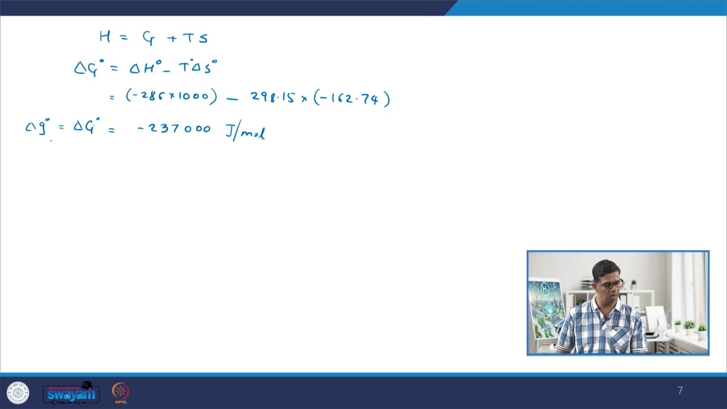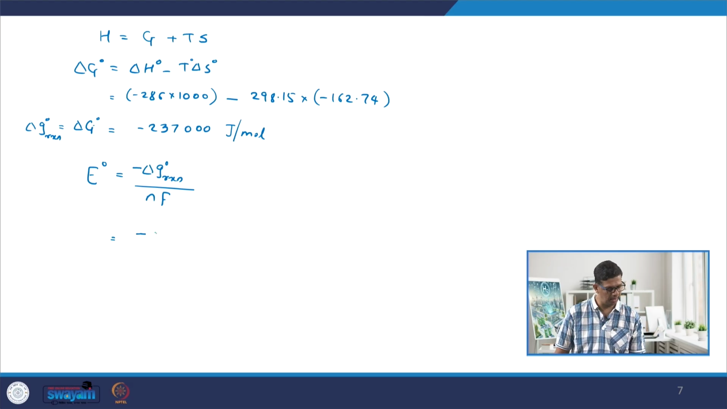So delta G naught of reaction. What we know from previous studies is that the reversible cell potential is nothing but your Gibbs free energy divided by nF. Since we are dealing at STP, this is G naught, so this E also has to be E naught. And this delta G naught, as we have just found out, is negative, so there is a minus here.